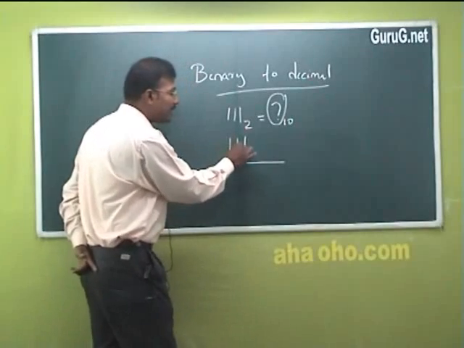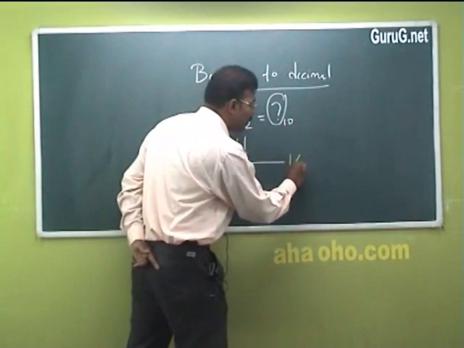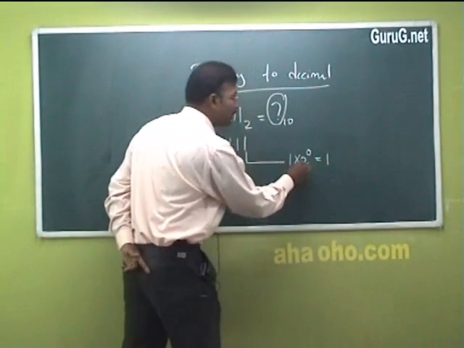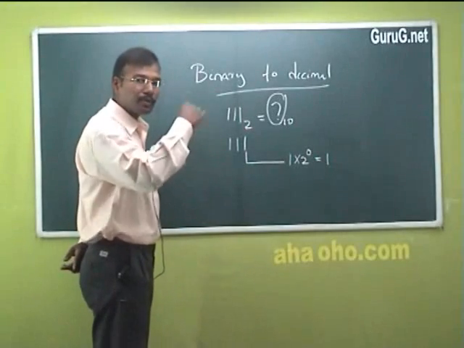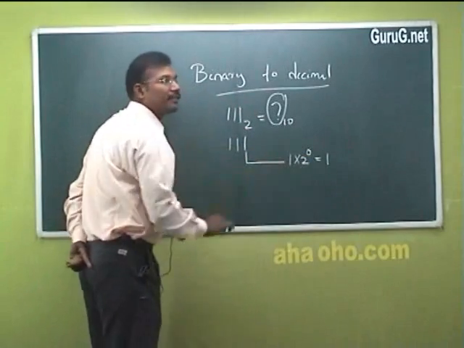Now what you are doing, the LSB should be multiplied by 2 power 0. So 1 into 2 power 0. The value will be equal to 1 because 2 power 0 is 1. Any value to the power 0 is 1. So if it is multiplied with 1, we will be getting the value as 1.